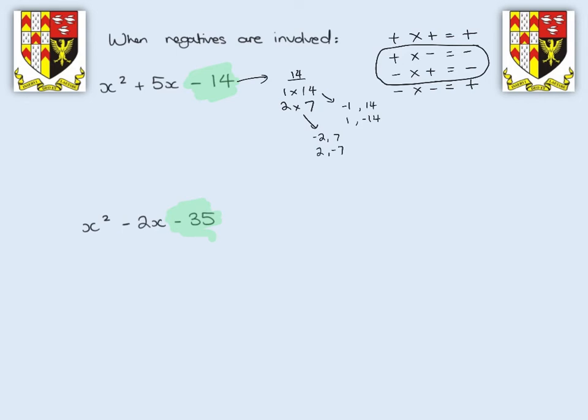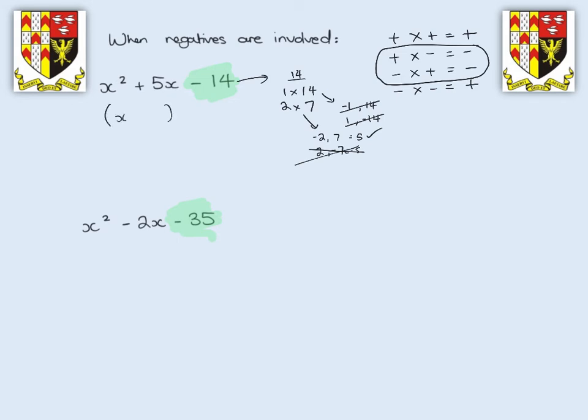So if we look at the sums here, well, minus 1 add 14 is going to give me positive 13, so it's not that. Minus 1 add minus 14 is negative 13, so it's not that there. Minus 2 add 7 gives me a positive 5, so it looks like it's that one there. And I could just say that 2 add minus 7 is going to give me minus 5, so it's not that one there. Okay, so I know that it's going to be a negative 2 and a positive 7.